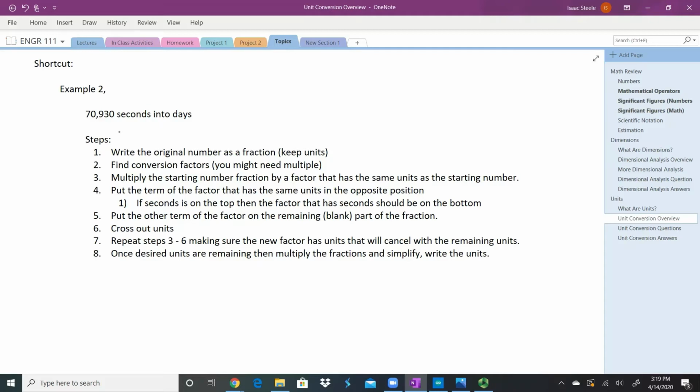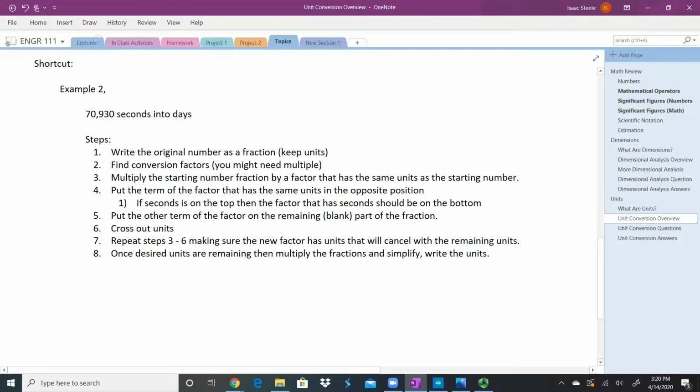You're going to cross out units. You're going to repeat these steps 3 through 6, making sure that the new factor has units that will cancel with the remaining units. Once the desired units are remaining and nothing else is, then you can multiply the fraction, simplify, and write the units. Now, those steps don't seem like a whole lot till we work through something, so let's work through something.